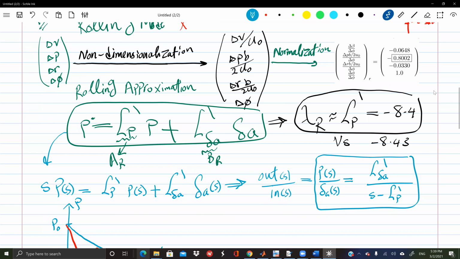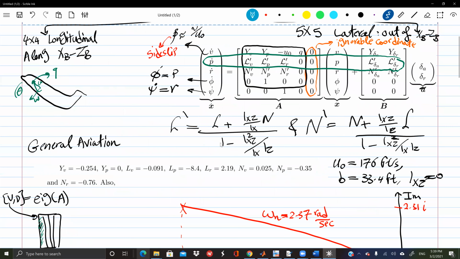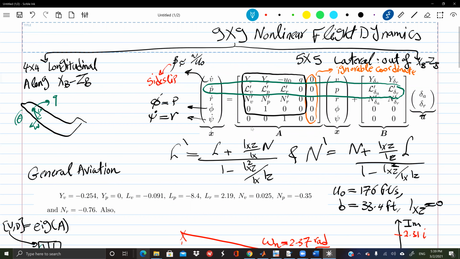Yeah, go ahead. I came in late. Could you go back to the top? And for L prime, when you say equals L plus, you know the equation of L prime and N prime. Can you explain that again, please?